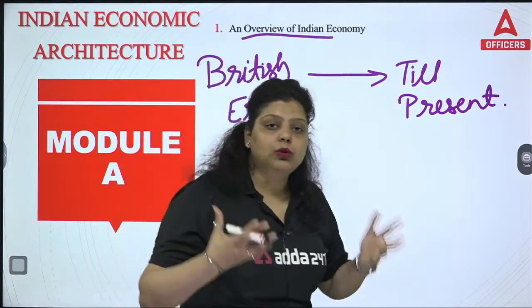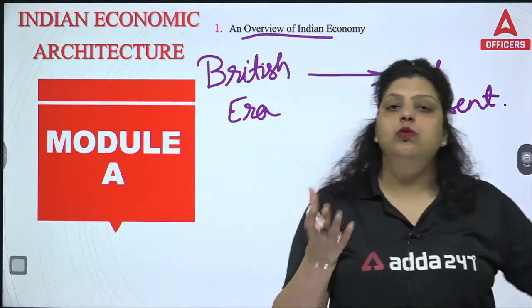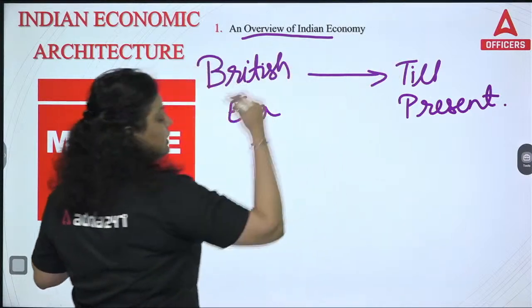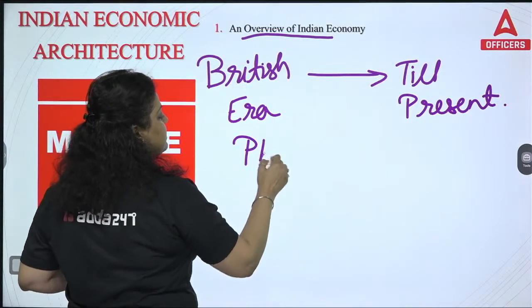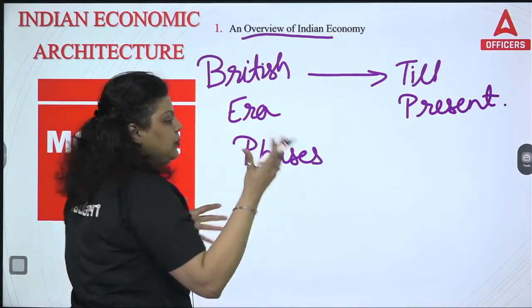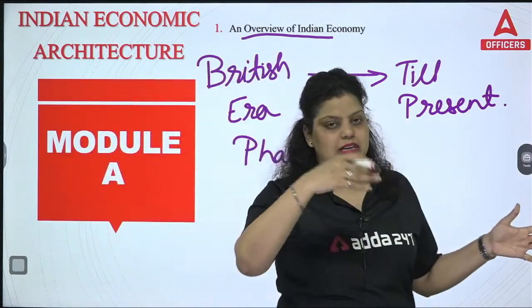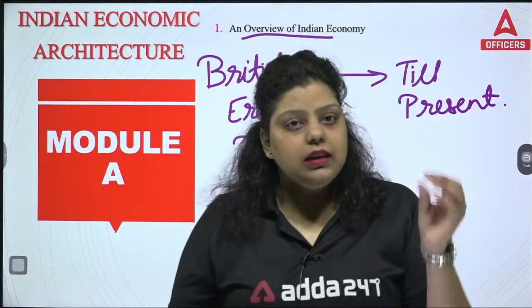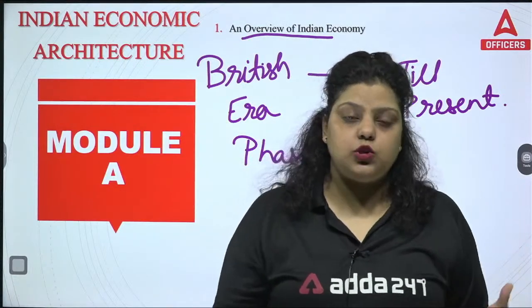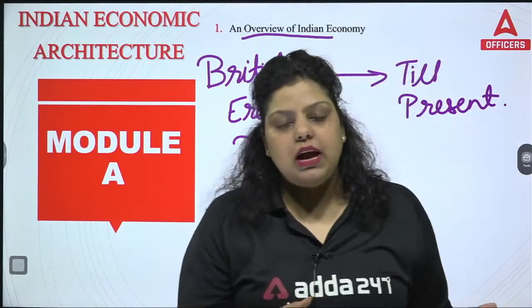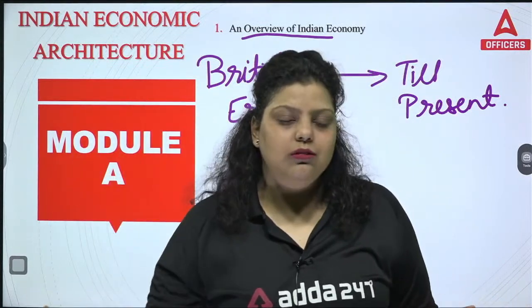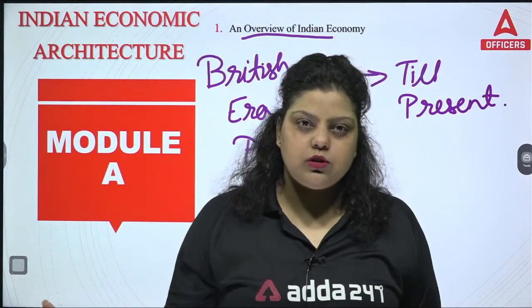It means we have to cover history here. What used to happen at the time of the British era, and after that what happened. We have to divide the study of Indian economy into phases. Like the pre-independence era, then post-independence. After that, the liberalization period. In the year 1991, we did the liberalization, so that liberalization period we have to cover. Then the post-liberalization period after 1991 till 2007-8.